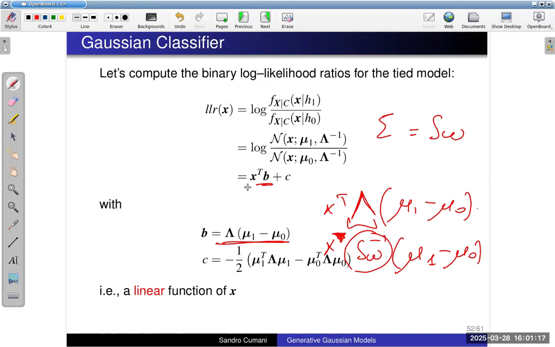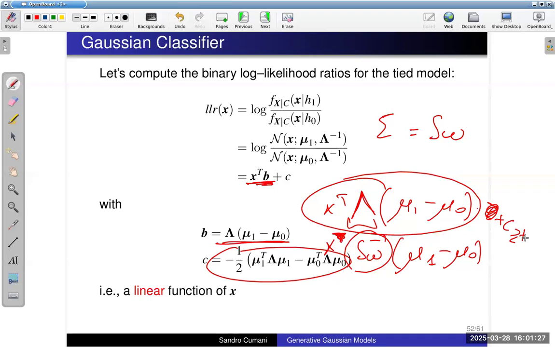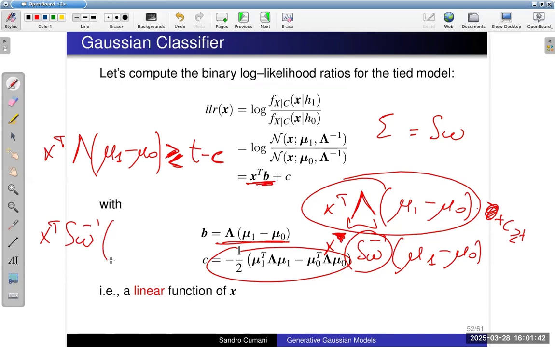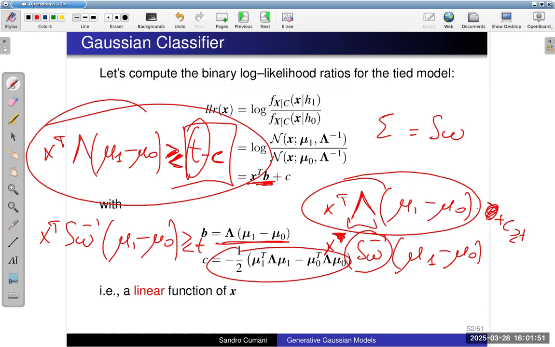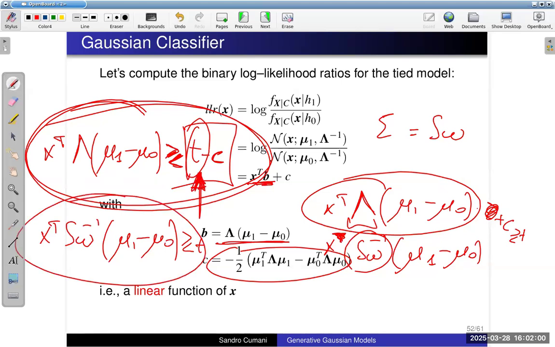So our Gaussian model does what? Computes this quantity and then adds C, this constant, and then compares this with a threshold. Or if you prefer, computes x transpose lambda mu 1 minus mu 0, and then compares it with T minus C. We will not cast it in this way, but we want to see the relationship with LDA, so we can represent it in this way. LDA was doing this. So now we know what is the value that we should put here. LDA can be seen as a tied Gaussian model where we didn't know how to put the threshold, but the kind of decision rules are exactly the same.